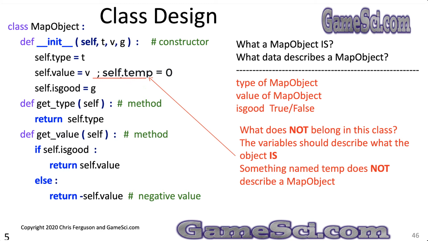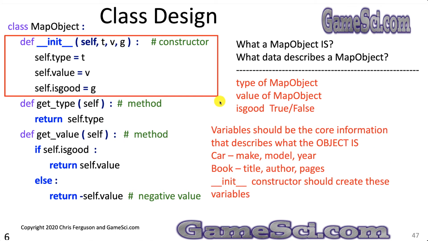I can always spot a beginning object-oriented programmer because they create all these variables inside their classes that have nothing to do with the object they're trying to build. Keeping on the topic of the variables that are created in the init constructor, variables should be the core information that describes what the object is. Now I determined type, value, and isGood would be the most important information to describe a map object.